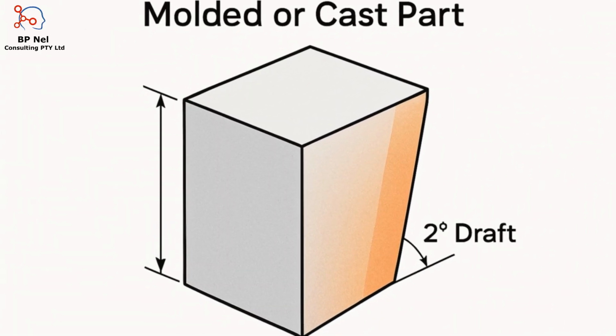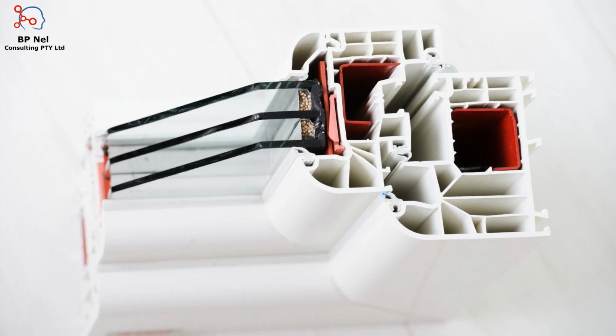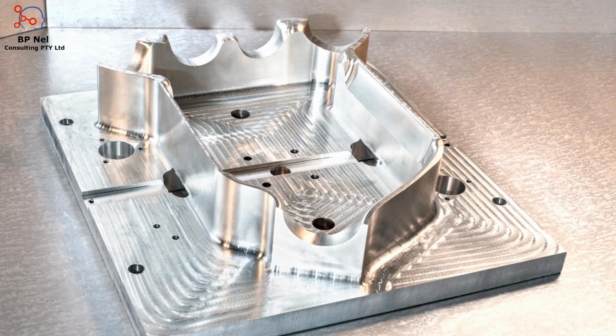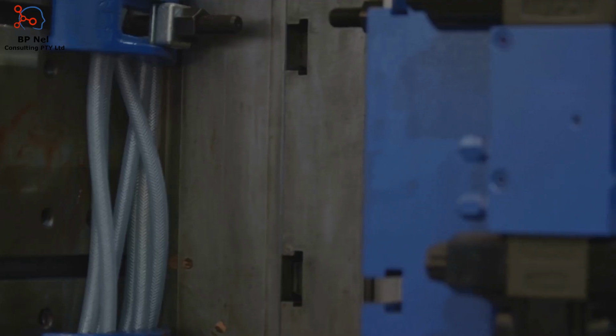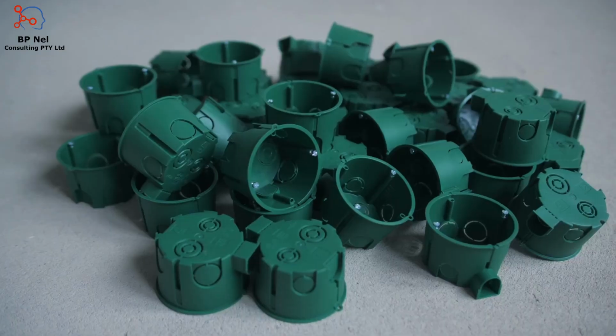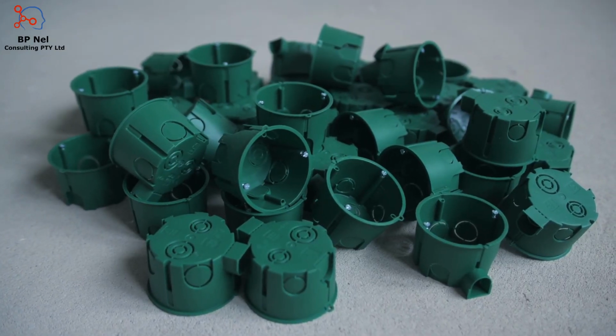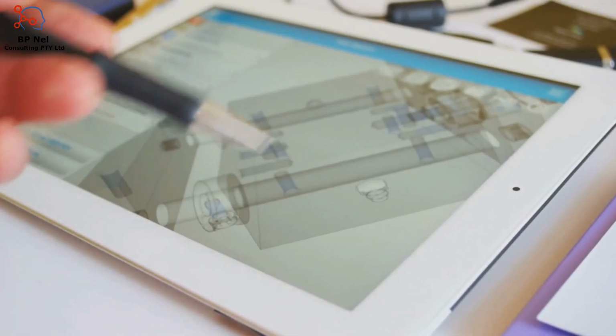Draft angles are a basic but critical feature in plastic part design. A draft is a slight taper on vertical walls. Think of the slope on an ice cube tray. Without draft, parts stick to the mold, causing damage or defects during ejection. 1 to 2 degrees of draft per side is a good starting point. Textured surfaces or certain plastics may need more.